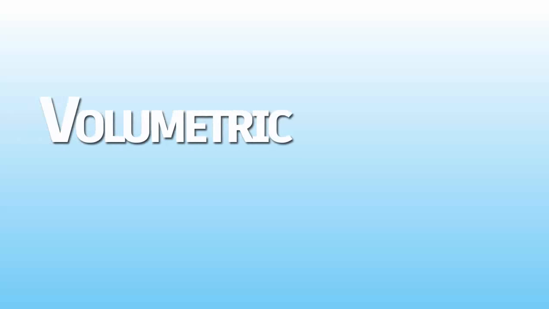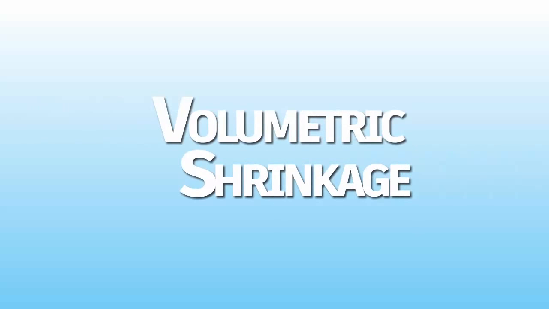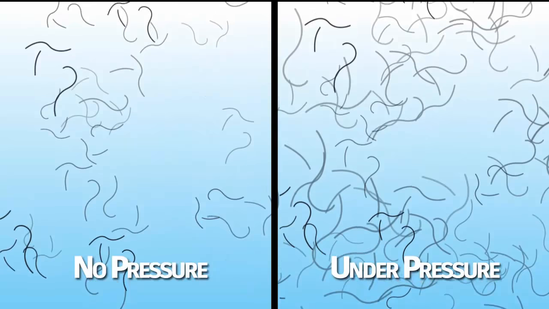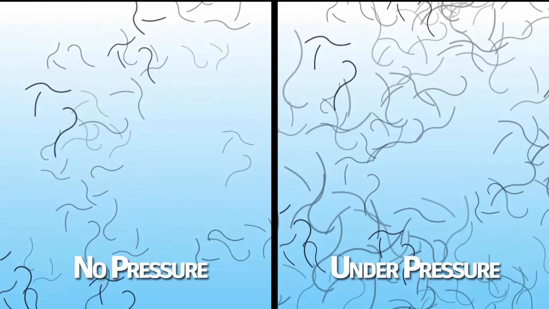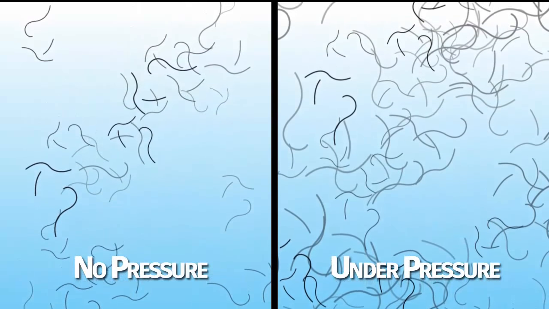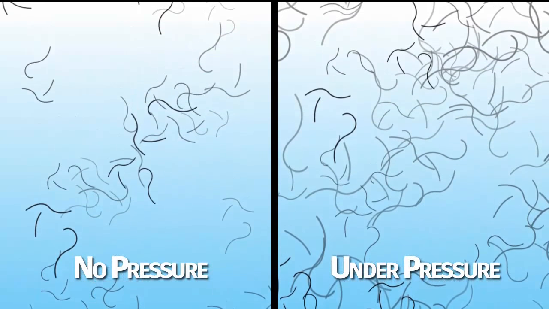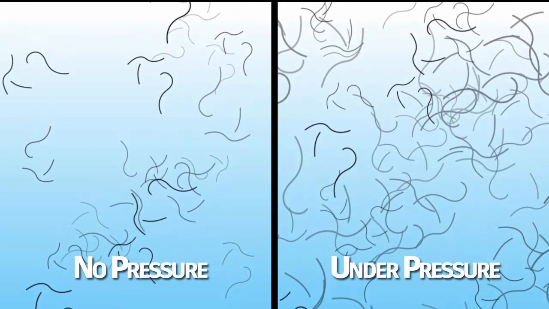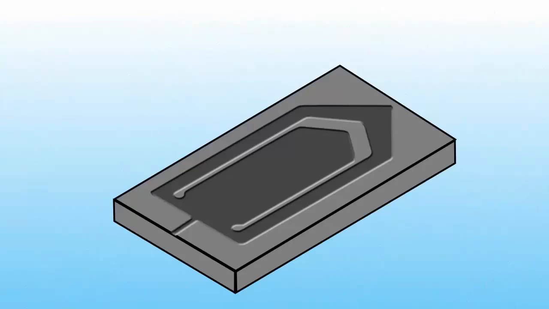The extent to which a material shrinks, or changes in volume between liquid and solid states, is referred to as its volumetric shrinkage. Plastics can shrink up to 25% during the injection molding process. However, plastics are compressible. When you apply pressure to a liquid plastic, you can compress the molecules into a smaller volume. In injection molding, you can then inject more material into the mold. Adding this extra material compensates for the shrinkage that occurs.